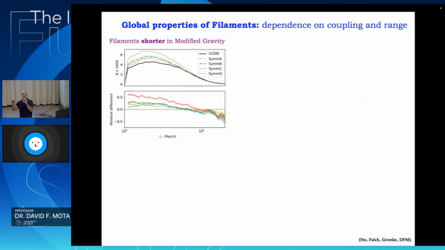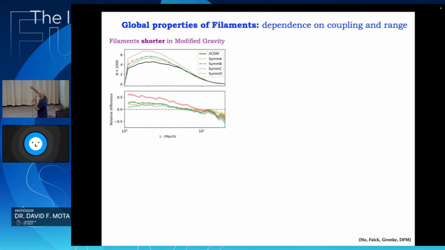It's very difficult to detect filaments in the universe. Okay, so it's really difficult. So these are all purely theoretical results. The idea is that in the future, when astronomers can do these kinds of measurements, we can probe modified gravity or not with them.